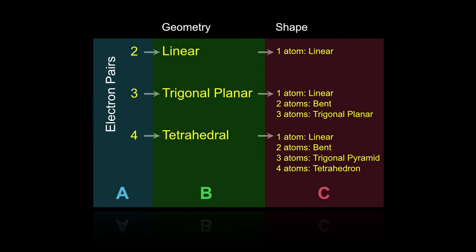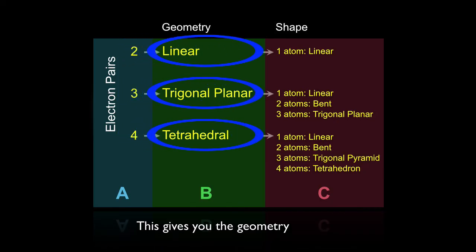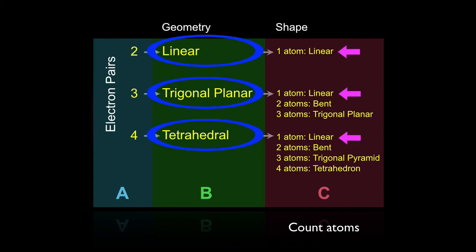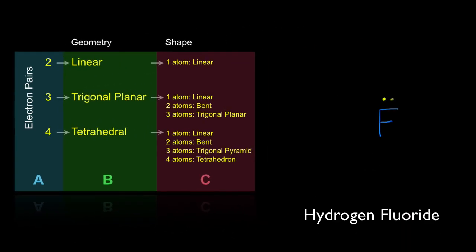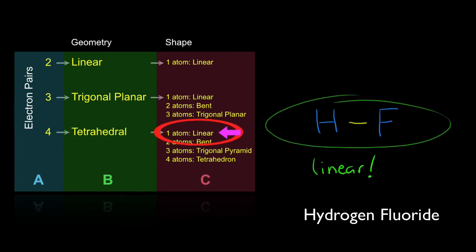Here's an algorithm that you can use to suss out what's what. Step 1, count the number of electron pairs. This will give you the geometry. Then count the number of atoms surrounding your central atom. This will give you the shape. Let's look at hydrogen fluoride. There are 4 electron pairs around the fluorine. That means a tetrahedral geometry. But there's only 1 atom coming off of the fluorine. So the shape of hydrogen fluoride is linear.